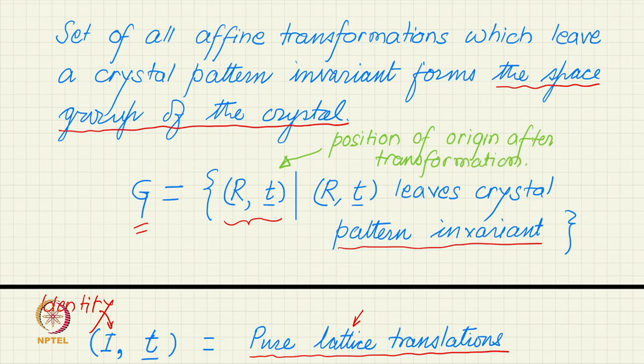So, in any affine transformation, the column part or the translation part is the translation of the origin due to that affine transformation. This is not difficult to see. We can try to see this.